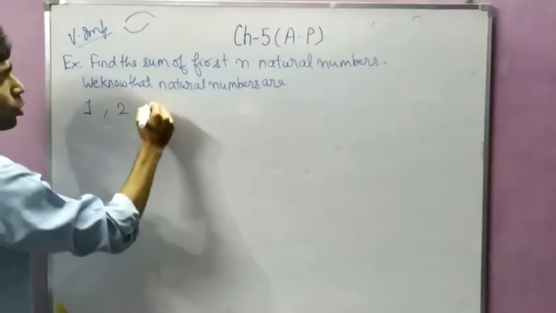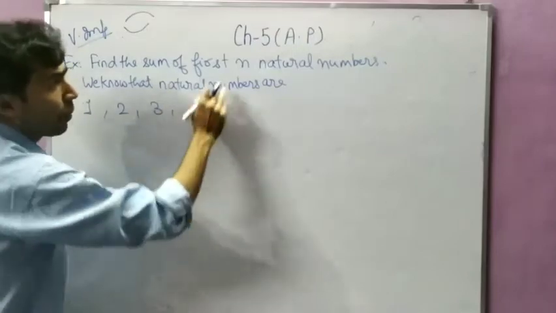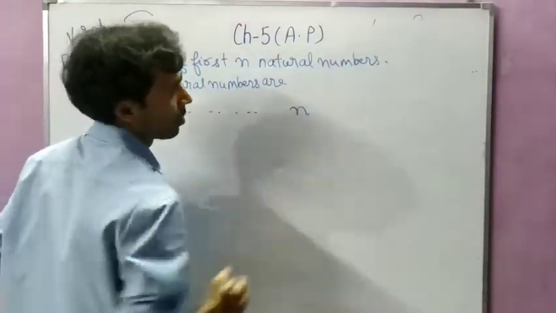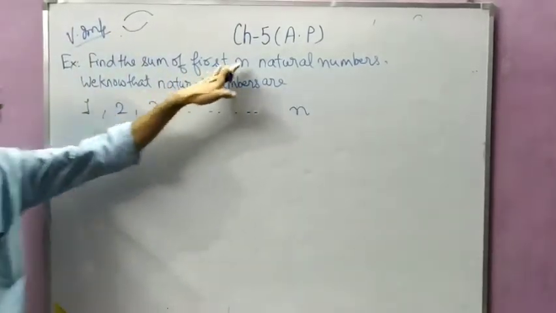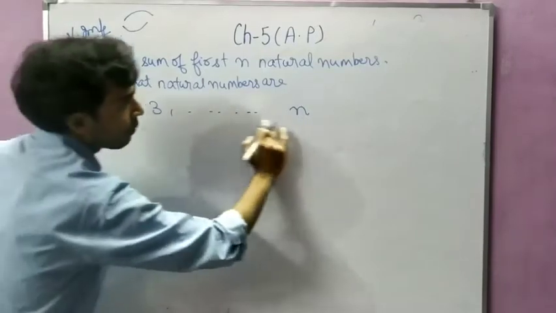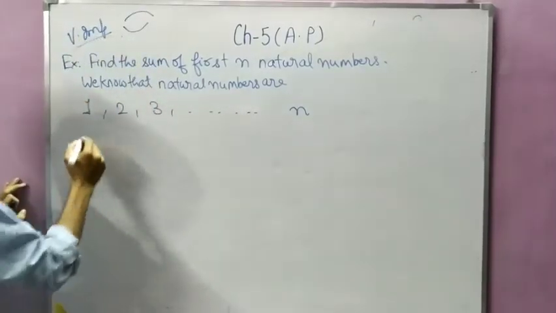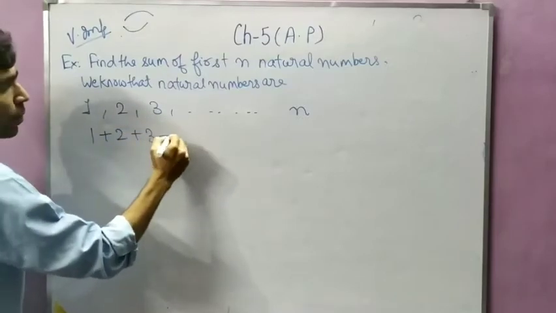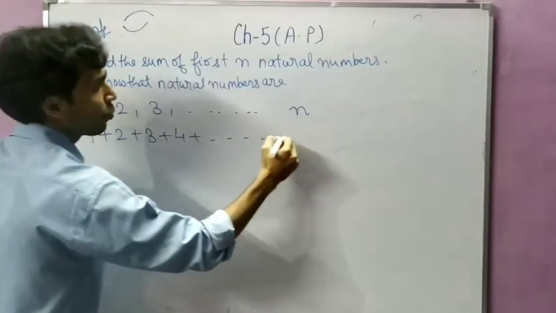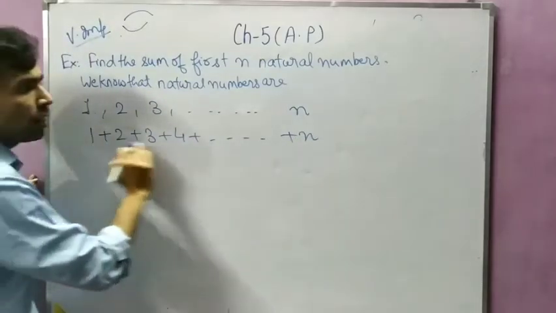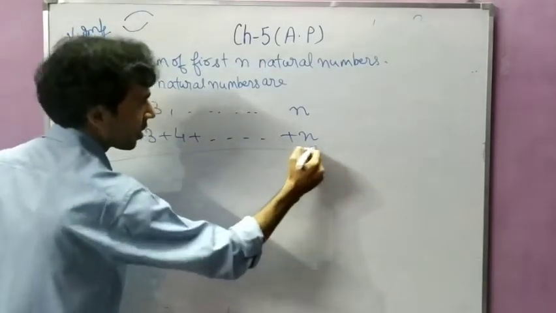So 1, 2, 3, up to how many terms? N natural numbers, suppose n. We don't know the value of n, we just know n natural numbers. So we have to add these first n natural numbers. So what do we have to do? 1 plus 2 plus 3 plus 4, up to n we have to add. So from 1 to n, how many terms are there? N terms are there.